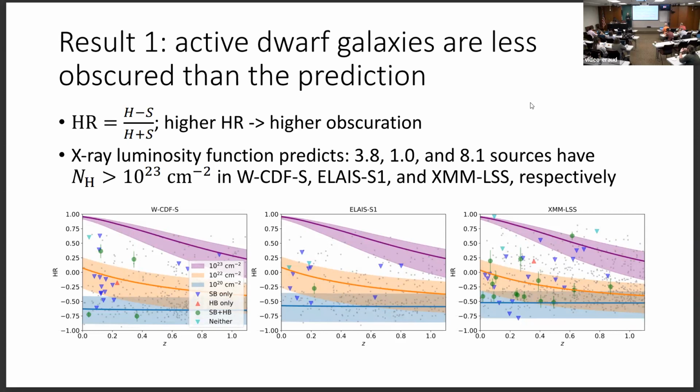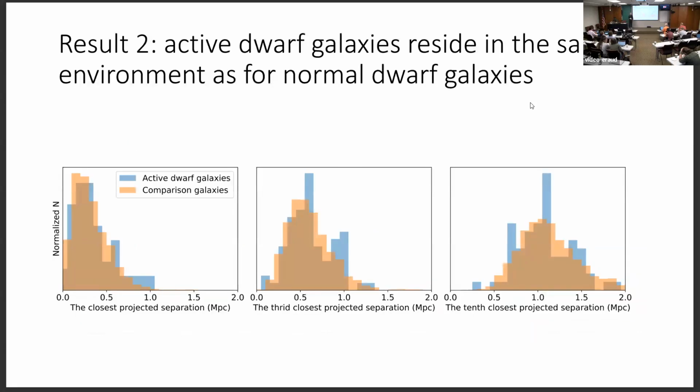higher, and we know there is an anti-correlation between Eddington ratio and the obscuration. So that probably can explain why there are fewer heavily obscured sources seen in our active dwarf galaxy sample. So that's the first result, and we also check the environment of active dwarf galaxies.